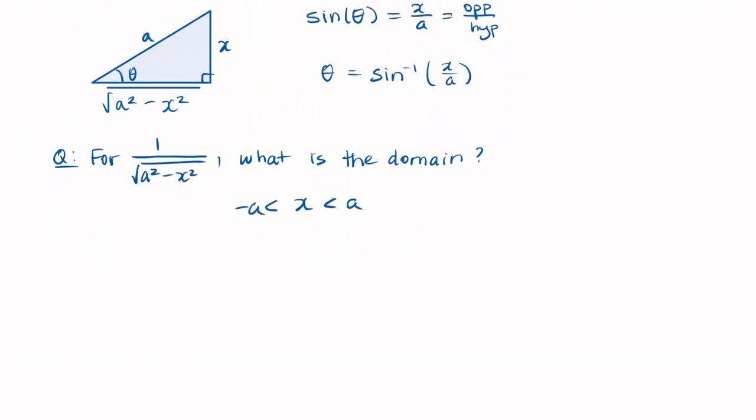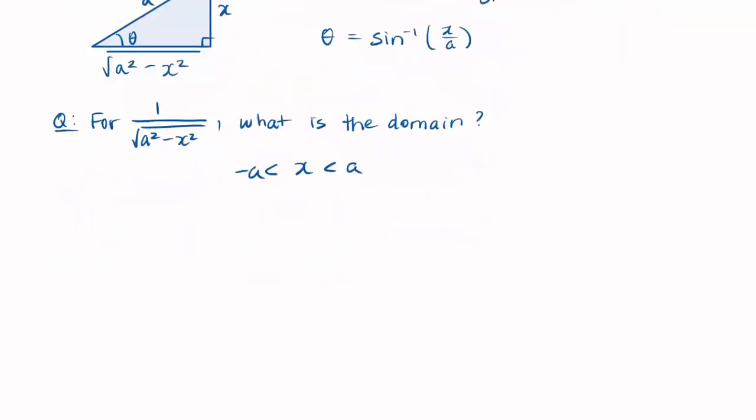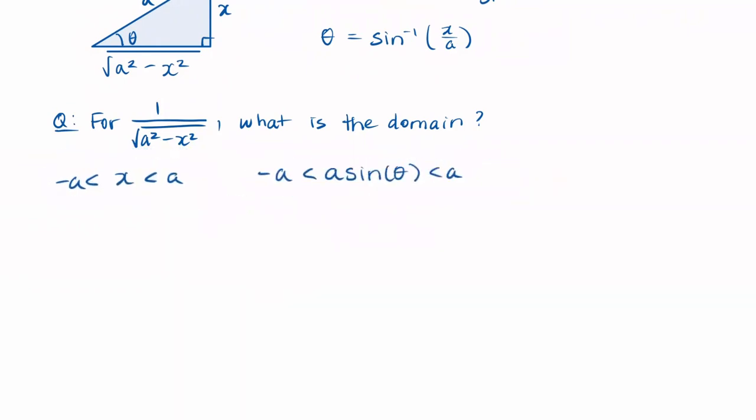But since we set x equal to a sine theta, that means negative a is less than a sine theta, which is less than a. And so if we divide both sides by a, what we get is negative 1 less than sine theta, and that's less than 1.